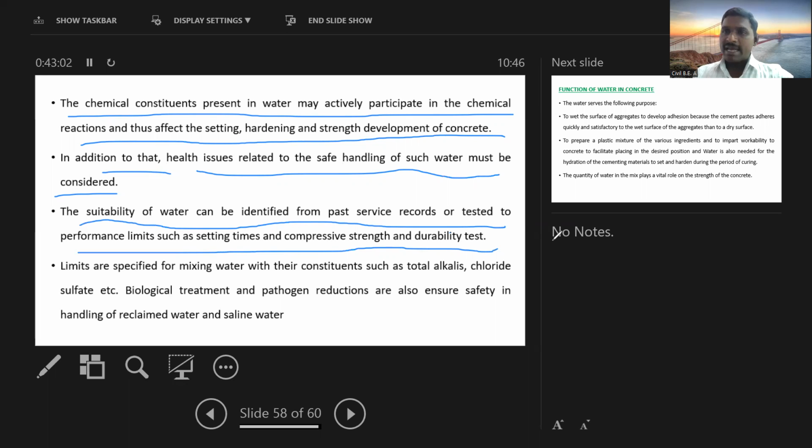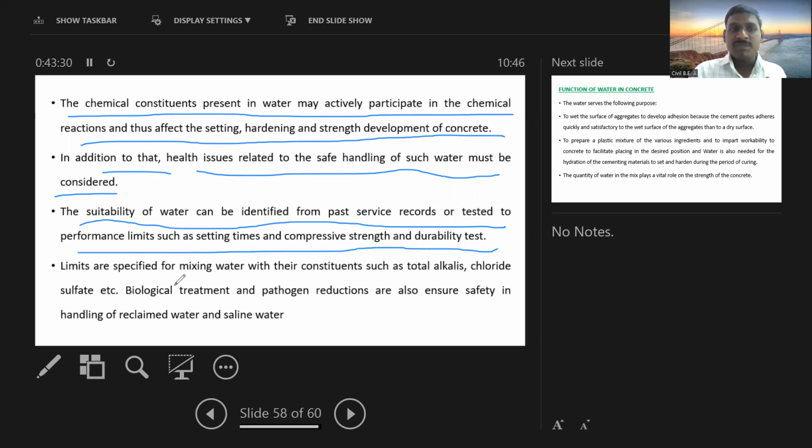See, setting time, compressive strength and durability. These three factors are very important. If we add water into the cement and impurities are present in the water, then the durability, compressive strength and setting time are affected. These three parameters are very important related to concrete.